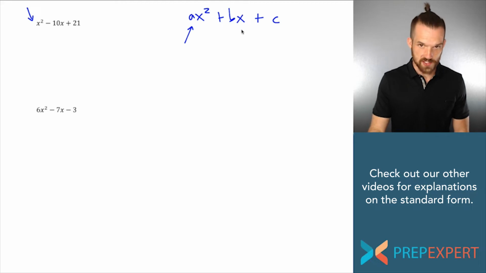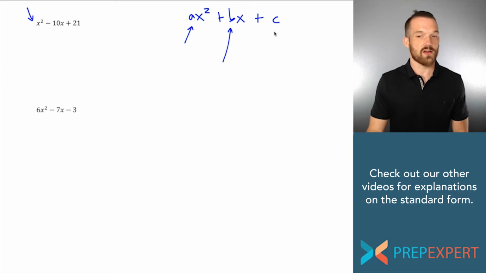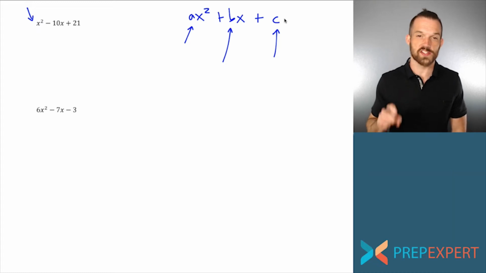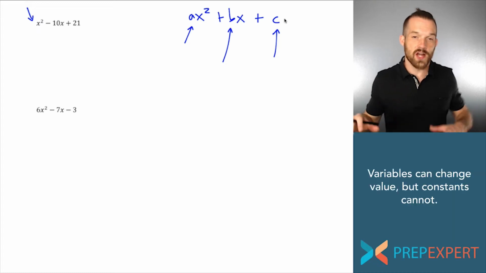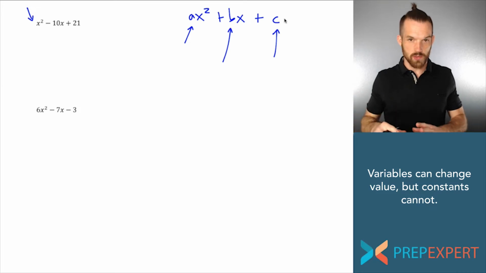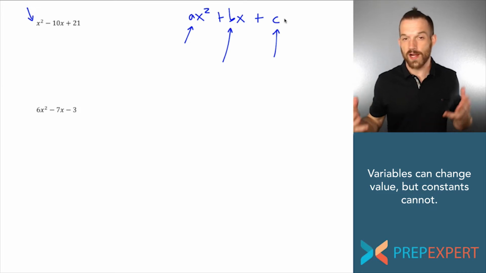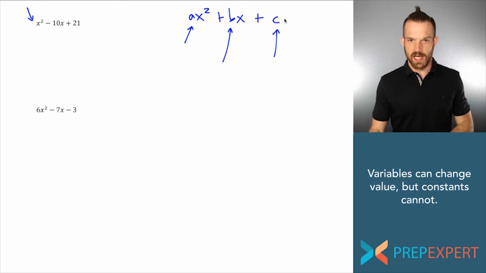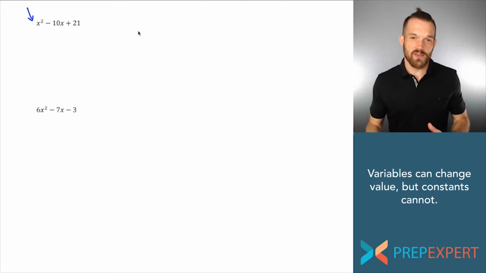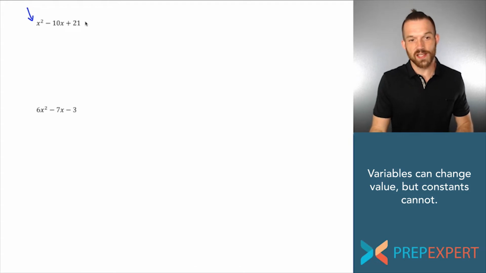You have a single x term. That x term has a coefficient that we call the b term. And you have a single constant added on the end that we call the c term. Now again, in this form, a, b, and c are all constants, which is to say they are all numbers. They're not variables, they are just numbers. We might not know what number they are in the moment, that's why we call them constants, but they are just numbers, not variables.